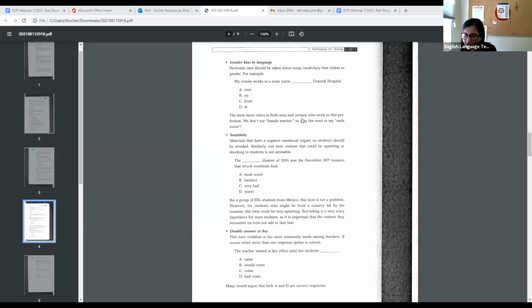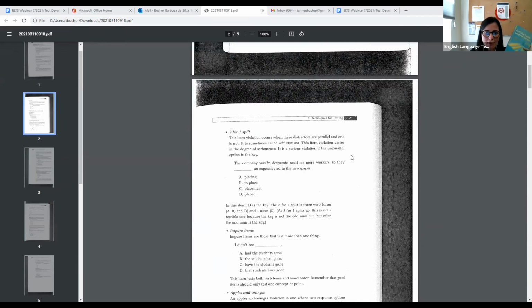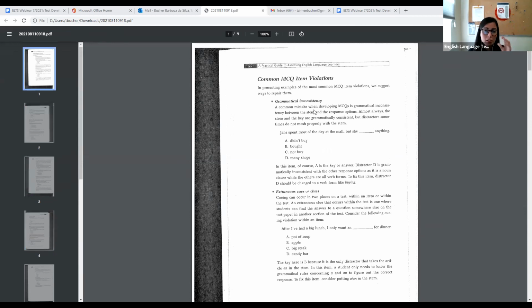And I'm going to share this with you guys as well. I don't know if you're familiar with this book, Assessing English Language Learners. If you're familiar with this book, can you see on my screen here? They have a section with common multiple choice question item violations. And I think it's very important to go over them.